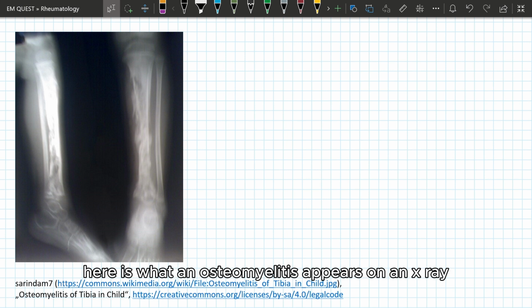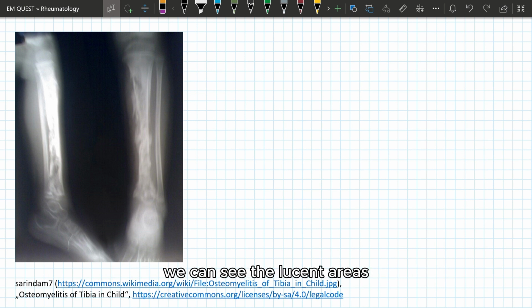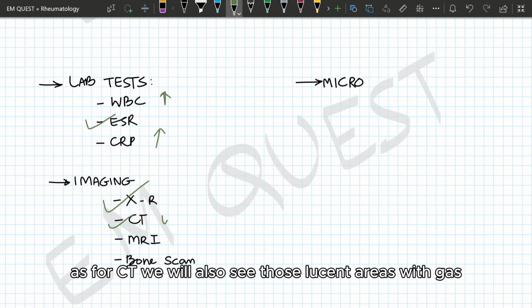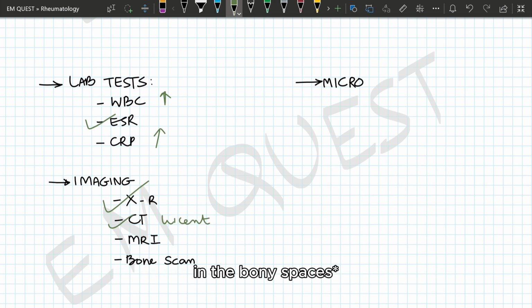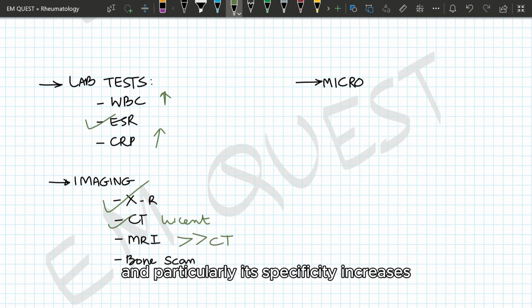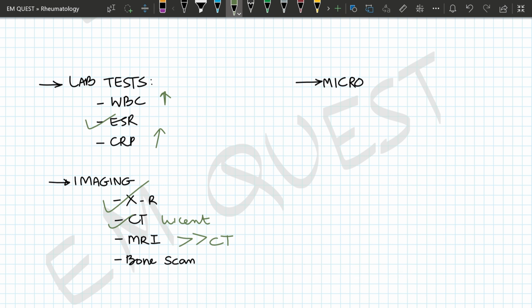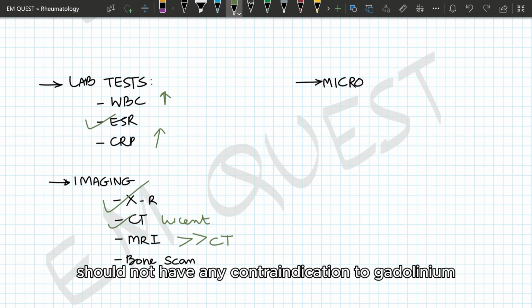Here is what osteomyelitis appears like on an X-ray. We can see the lucent areas. As for CT, we will also see those lucent areas with gas in the bony abscess. Generally, MRI is better than CT, and particularly its specificity increases if it is used with gadolinium dye, bearing in mind that the patient should not have any contraindication to gadolinium.